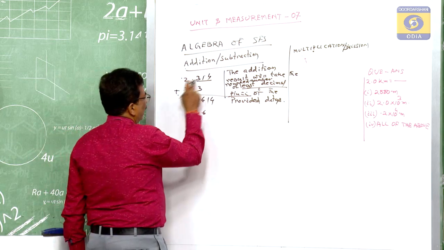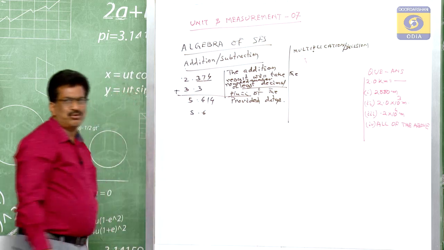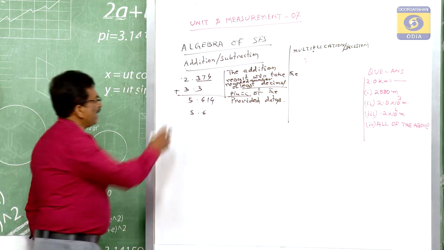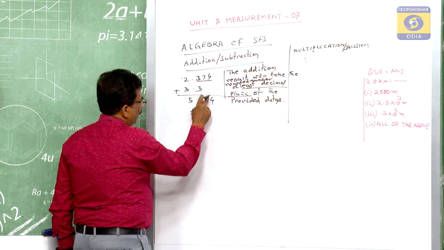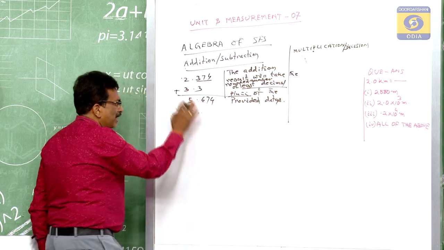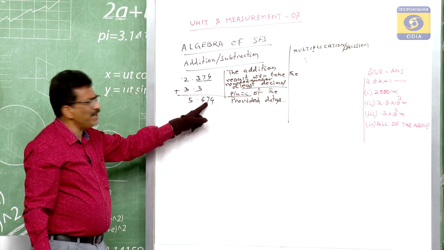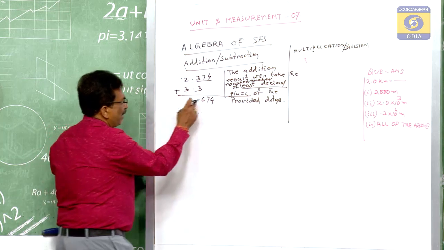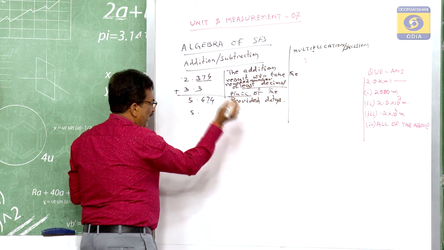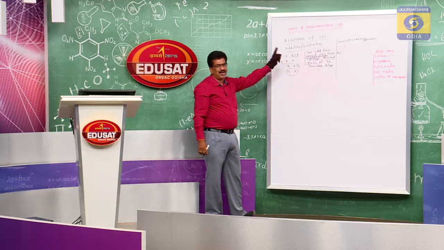Suppose the answer is 2.374 instead of this, and it is to be added. So 4 plus 4, this will be 7, this will be 6, 3 plus 2 is 5. So what will be the answer for this one, my students? The 3 decimal places will go, up to 5.6. Then 7 is greater than 5, so that will be 5.7. This is for addition.